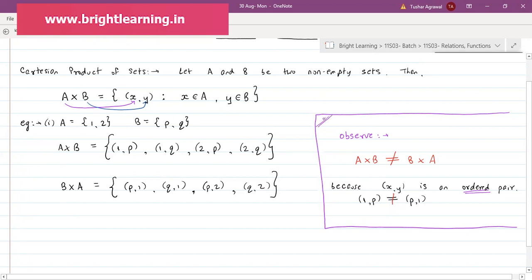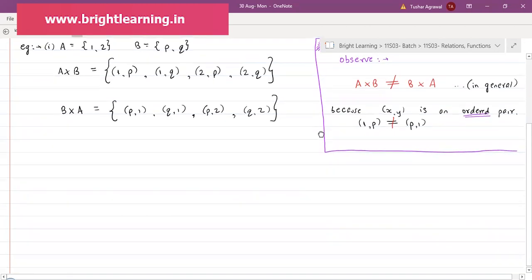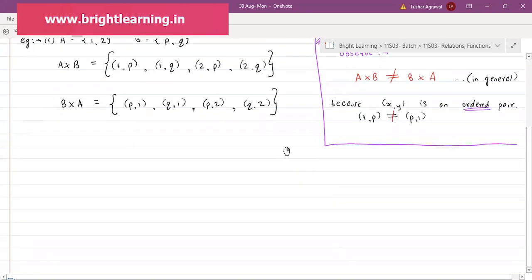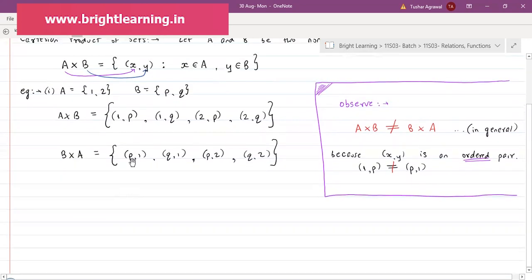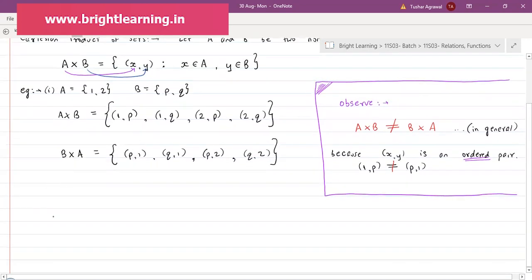So this observation you should keep in mind. A cross B is not equal to B cross A, and write this just for safety purposes. In general, sometimes they may be equal. How? If A equals B, that's a trivial case. If A equals B, then A cross B and B cross A are ultimately the same. So now let's say I give you some questions regarding this. This is A cross B and B cross A. Now on similar lines, is the Cartesian product clear? Let's consider one more example.